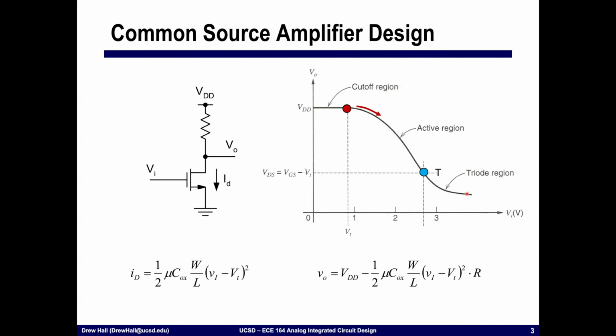And so if you were to look at this plot, if I wiggle Vin the same amount, if I'm in active region, I have a higher slope, which means that I get a higher gain, whereas in triode, the slope levels off and I end up getting less gain. Okay? So almost always when we're designing amplifiers, we will design them to operate in active region.